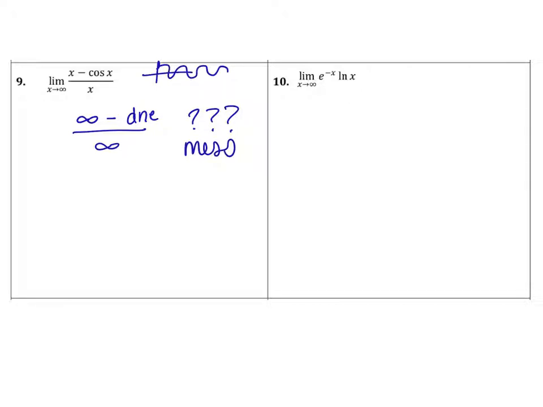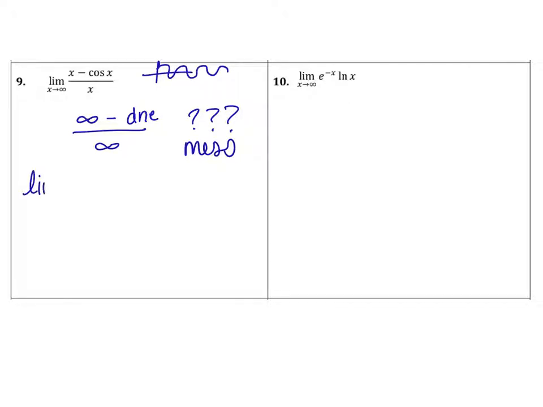All right, so for number 9, if we substitute in for here, let's see, we're going to get infinity minus cosine of infinity. That one doesn't exist because cosine is oscillating. Remember, cosine looks like this. So it's not approaching a specific value over infinity. So I don't know what that is. That's a mess.